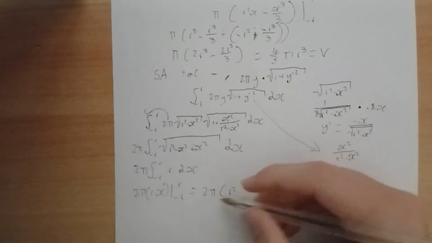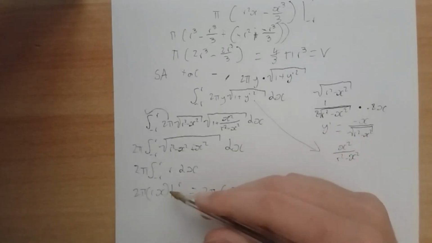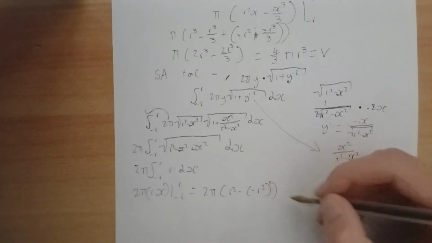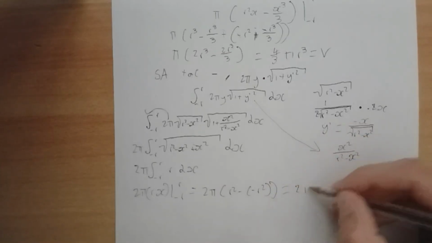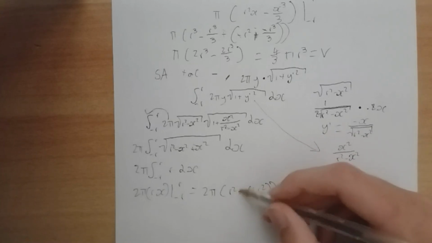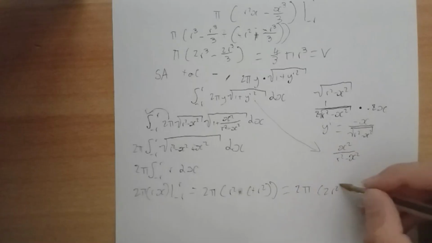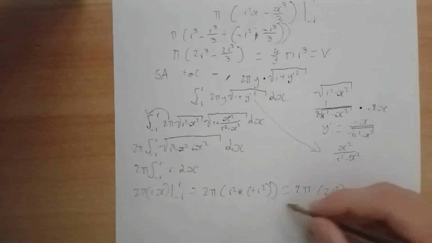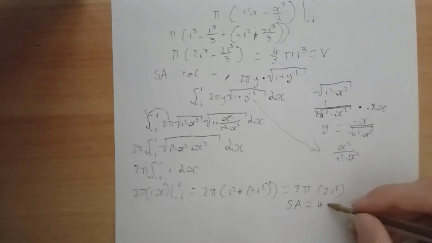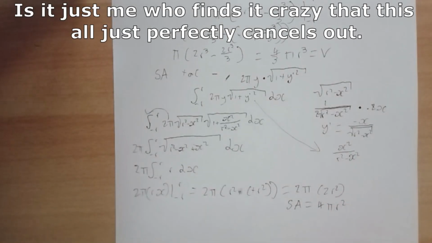r squared minus, then negative r times r is negative r squared. This becomes 2 pi times, these just cancel out to make a plus. So 2 pi times 2r squared, or our surface area of a sphere is just equal to 4 pi r squared, which it is.